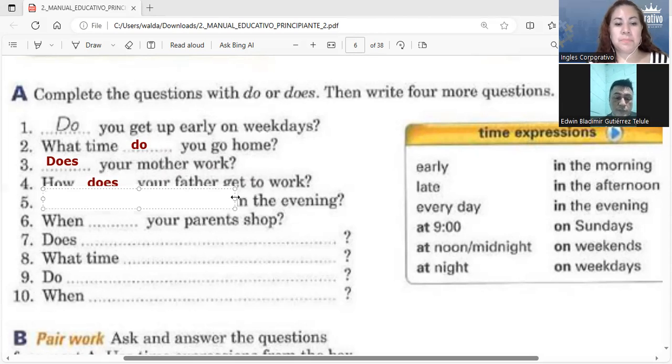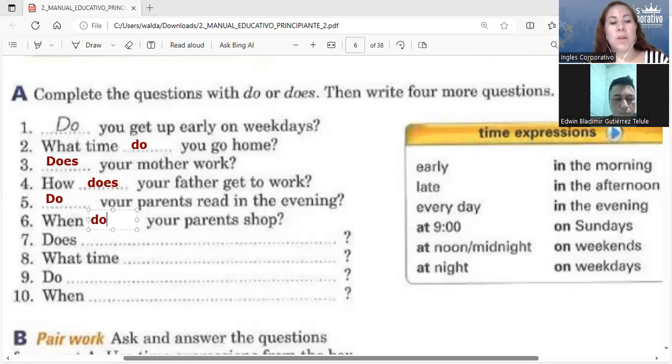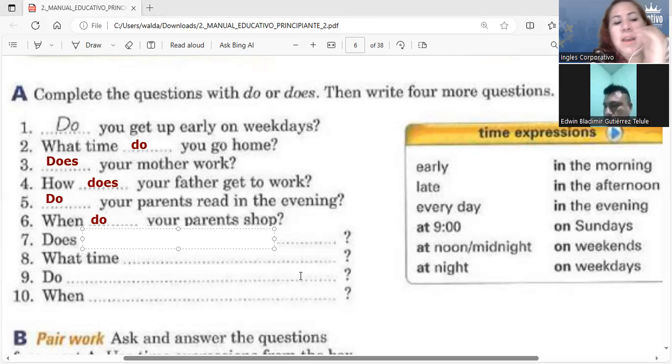5. Do your parents read in the evening? Your parents read in the evening. 6. When do your parents shop? When do your parents shop? Very good. Okay. Now I want you to create 4 more questions, starting with does, what time, do, and when. Okay? Ask anything, any question at all.